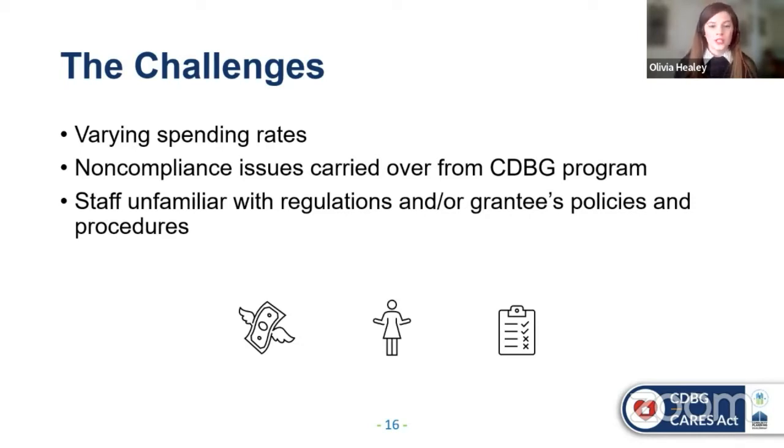Across all the CDBG-CV grantees, HUD has seen a variance in spending from minimal funds drawn to almost all of their funds being drawn. And where does this gap in our grantee pool come from? This ties back to the capacity and the comprehension of regulations and the flexibilities combined with your local community needs. There's also how much funding was received from other sources as well.